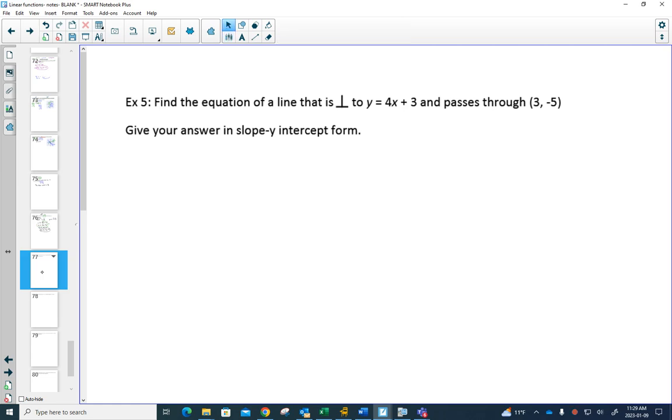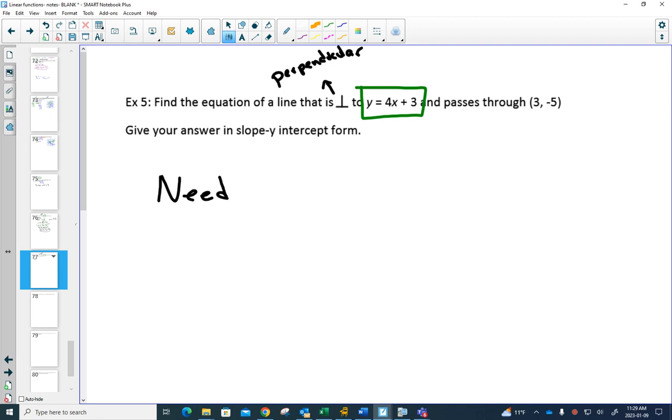This is the symbol for perpendicular, an upside down T, which is 90 degrees to each other. So again, they gave us a green line. What do we need? We need our slope, and we need our point. And there will always be something in the question that tells you these things. Well, it passes through 3, -5. They did not disguise the point very well at all.